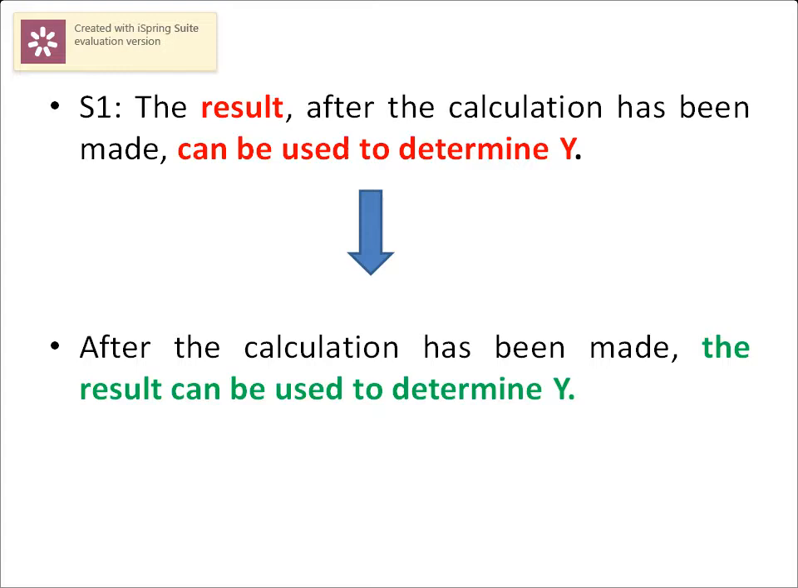Now, let's see the second sentence. After the calculation has been made, the result can be used to determine why. This sentence is correct and easy to read and to be understood. Why? Because the subject and the verb are not separated. The basic order is respected. Do the same when you are writing your article. Remember, do not insert words between the subject and the verb.